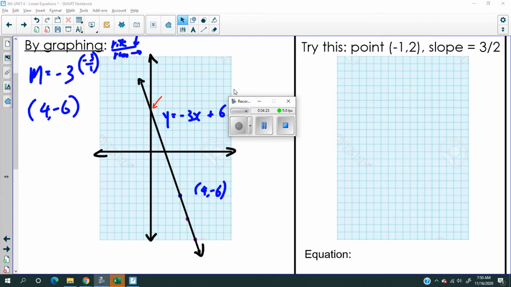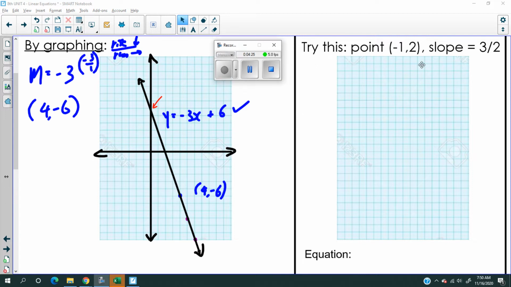So try this one, okay? The slope is 3/2, and the starting point is (-1, 2). At the end, don't forget to write down the equation and tell me what it is. In your notebook, use a piece of graph paper, definitely use a ruler, and then try this one. So press pause right now.